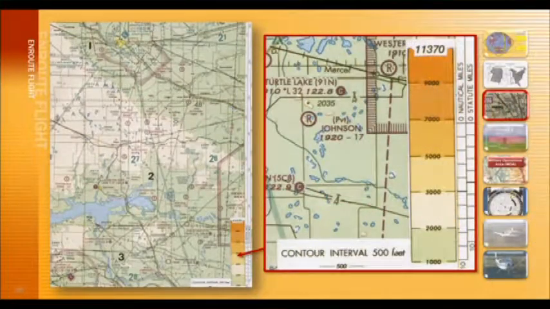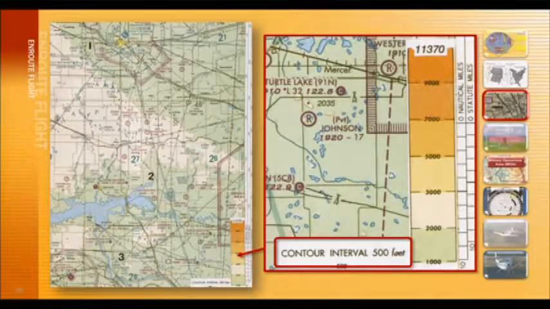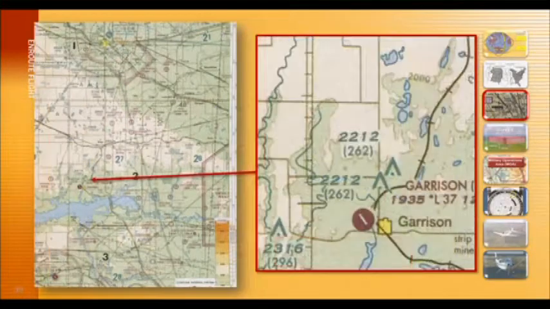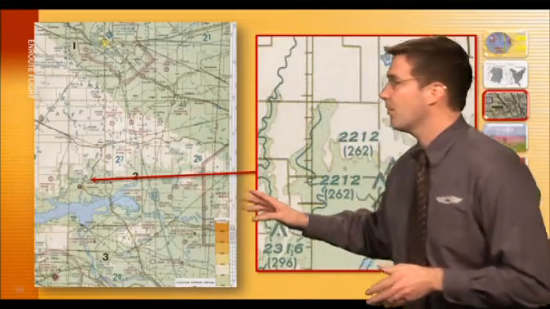These color-coded boxes are a key to the color coding of the terrain. Low elevations are shown in green, and as elevation increases, the color changes to pale yellow, then into brown, orange, and then finally red. Now, contour lines are often drawn at 500-foot intervals. Near Garrison County Airport, you can see shades of green and tan separated by contour lines. Now, the colors illustrate different elevations in the area.